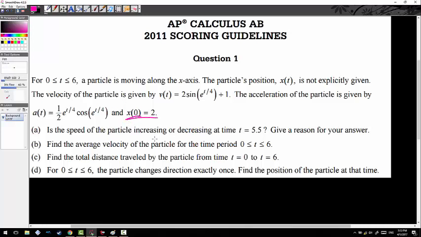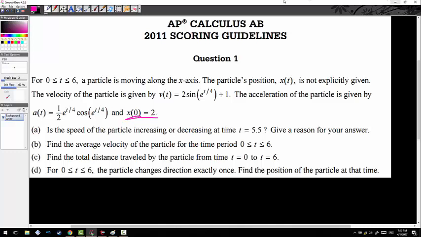Okay, so part A says, is the speed of the particle increasing or decreasing at time equals 5.5? Give a reason for your answer. Well, I think at this point we've done enough of this to know how to tell when the speed of a particle is increasing or decreasing. I'm going to test v of 5.5 and then a of 5.5, and if the signs are opposite, then the particle is slowing down. If the signs are the same in either direction, the particle will be speeding up.